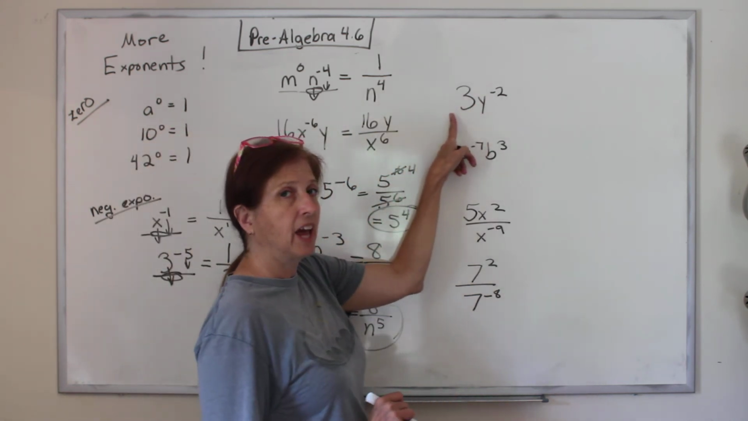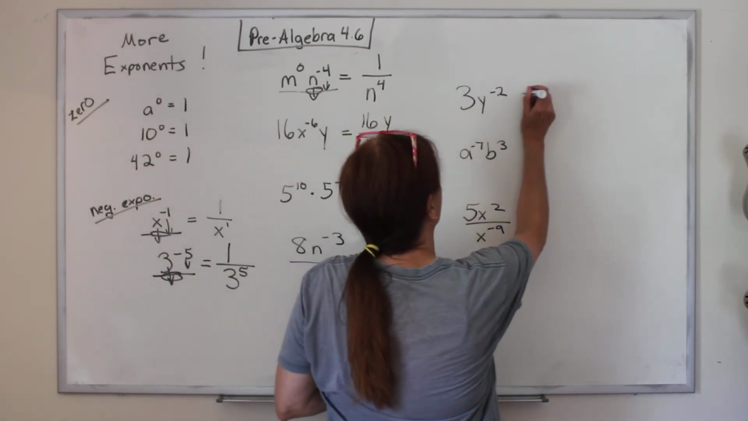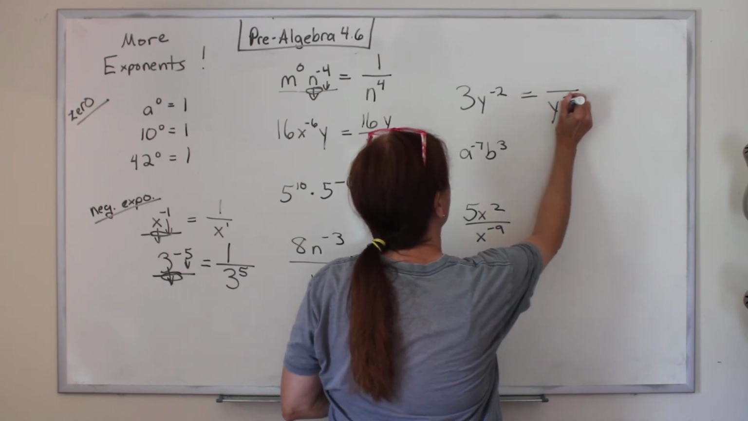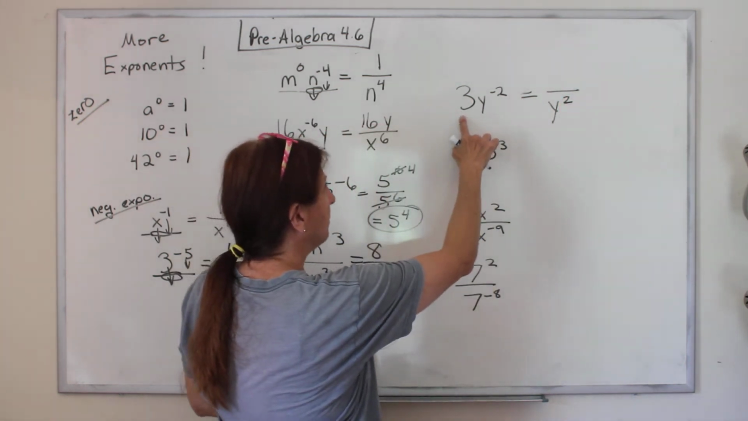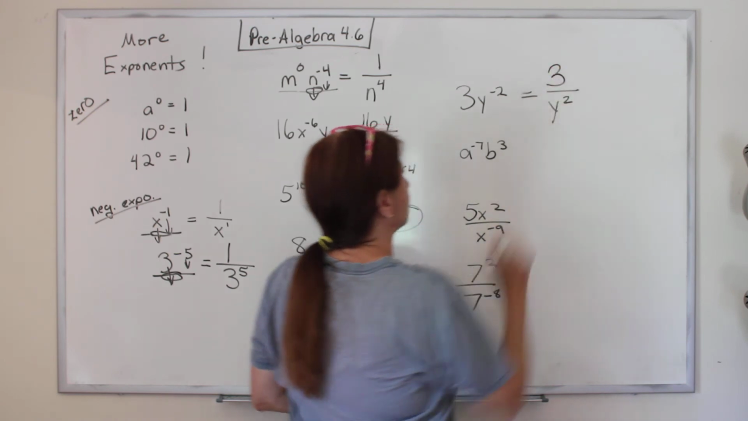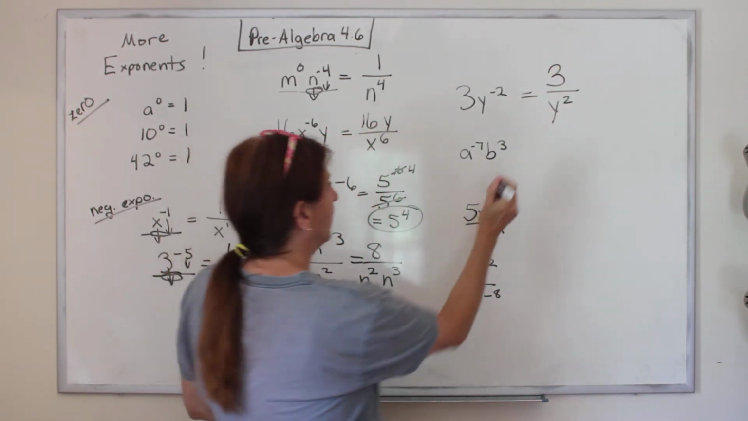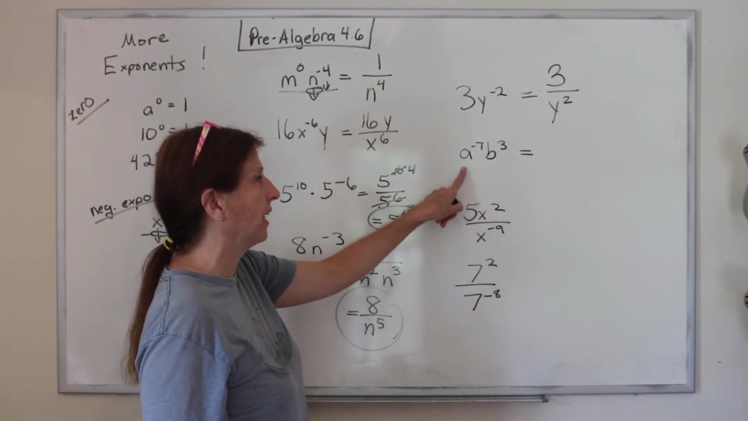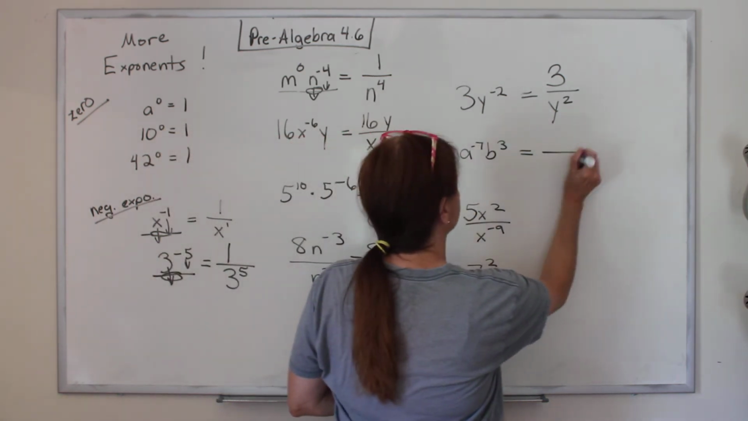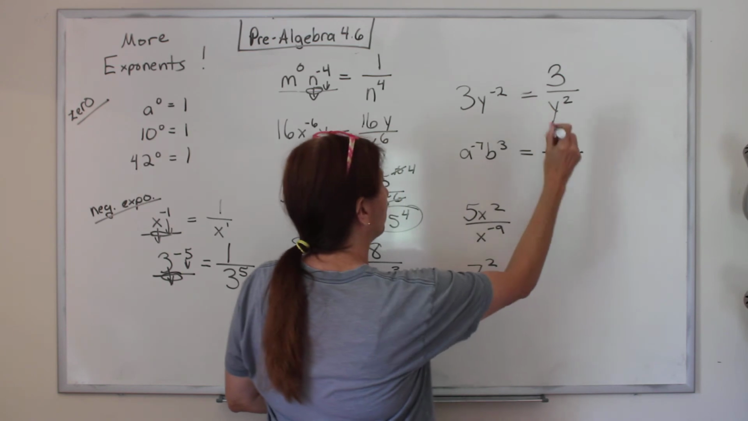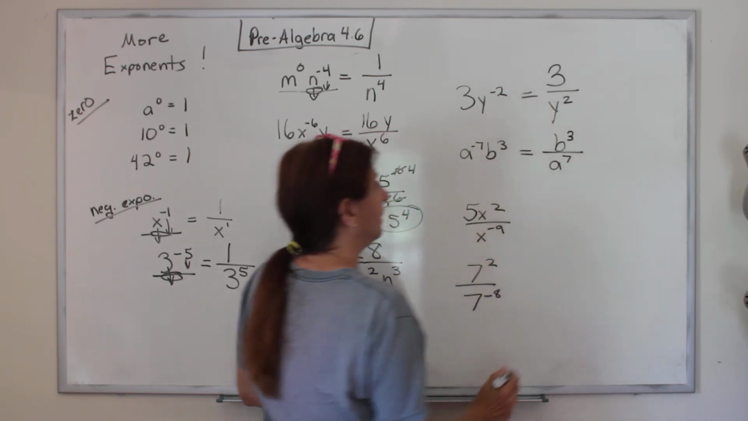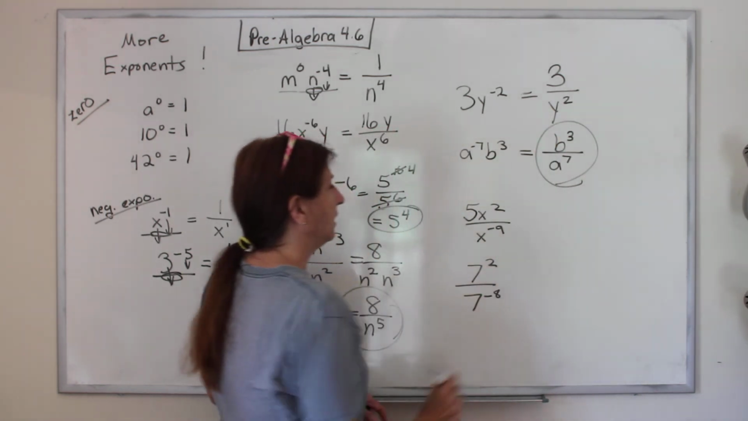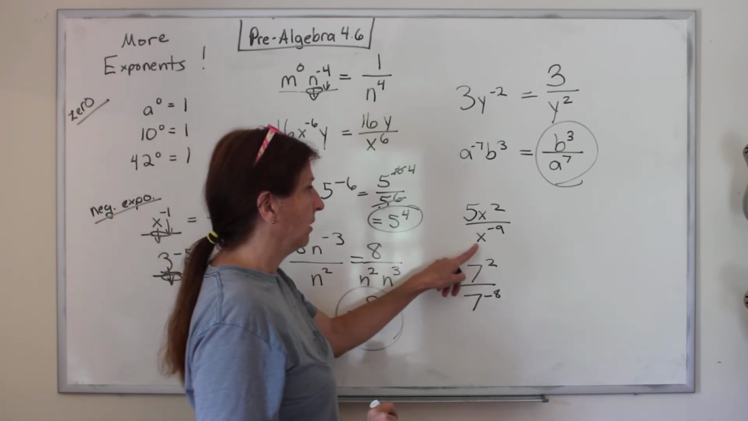Okay, how about this one? Does the 3 get to go? No, just the y and the 2. And pow, there they go to the basement in denominator land, but 3 stays in numerator land. Okay, let's try this one. Who gets to go to denominator land? Just the a and the 7. B and 3 have to stay up top. Ta-da! That's the answer.